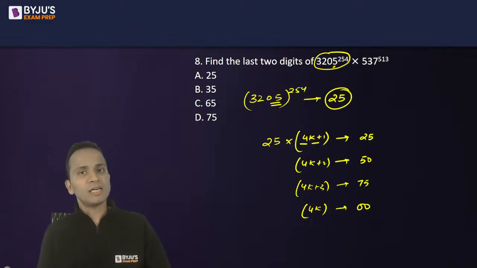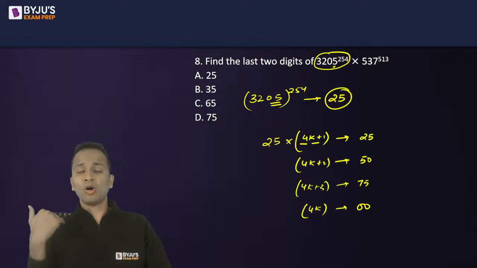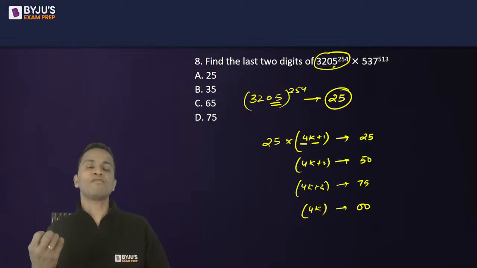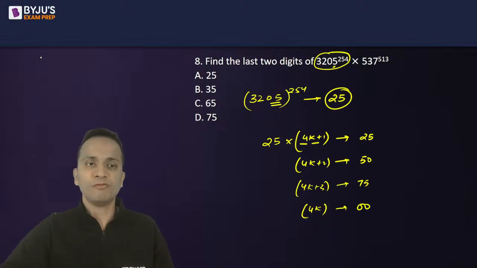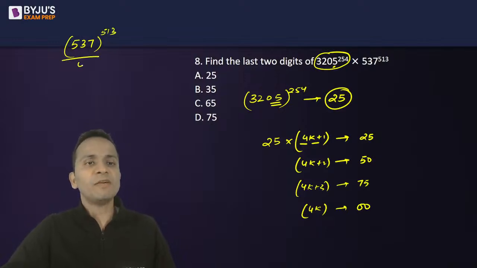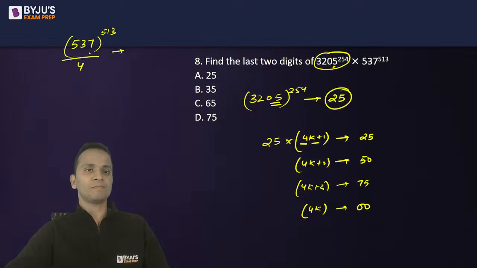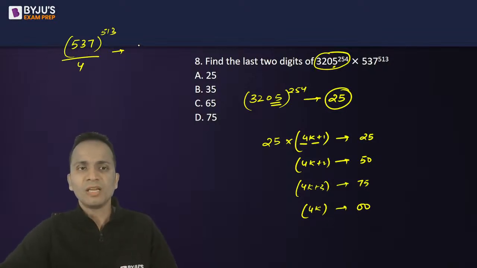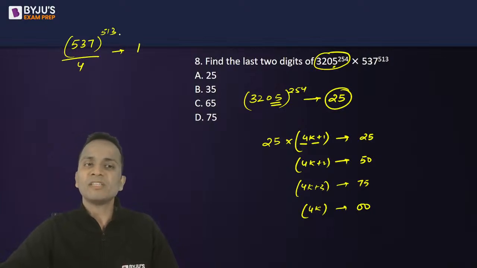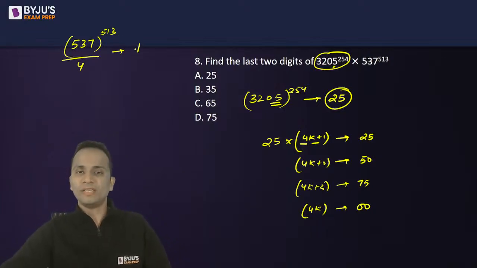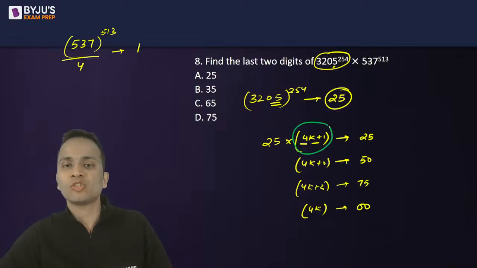If it is a multiple of 4, or 4k plus 1, 4k plus 2, or 4k plus 3 form. So I'll pick up the second number, 537 raised to the power 513. I will divide it by 4 and try to find out the remainder. Now 537, when divided by 4, the remainder is 1. 1 raised to the power 513 again will be 1. Alright. So I can now say that the second number is of the form 4k plus 1.